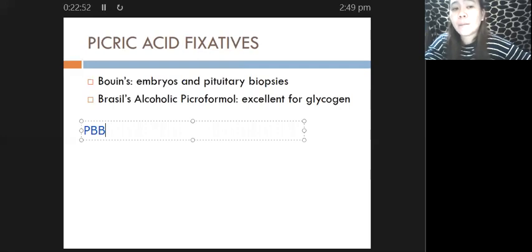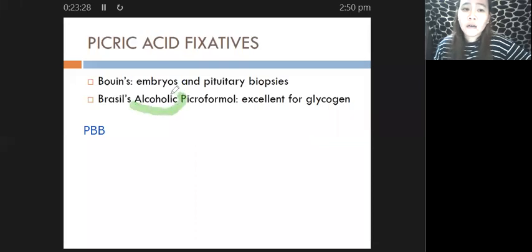Depending upon the specific picric acid fixative that we are referring to, they have different uses also in the laboratory. For your Bowen's fixative, this is utilized for the fixation of embryos and pituitary biopsies. For your Brazil's alcoholic picroformol, from the term alcoholic, I have emphasized this several times already. Whenever you see an alcohol-based fixative, or a fixative that contains alcohol, it is really for carbohydrates.